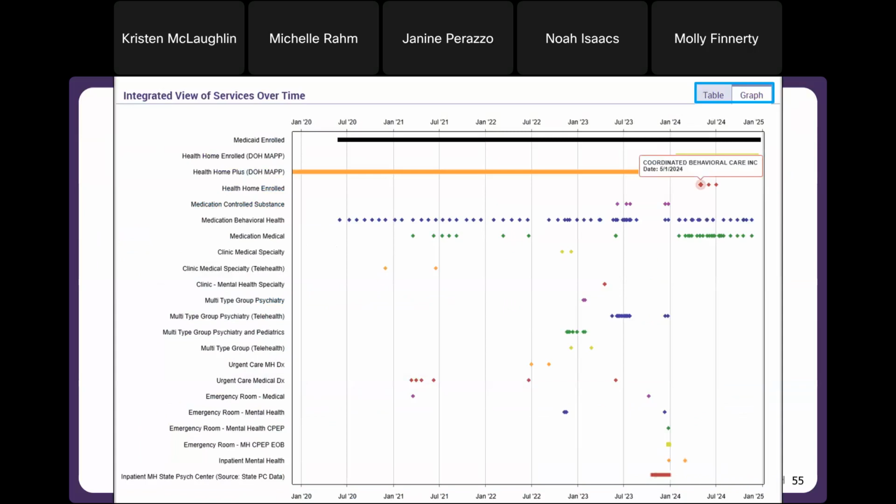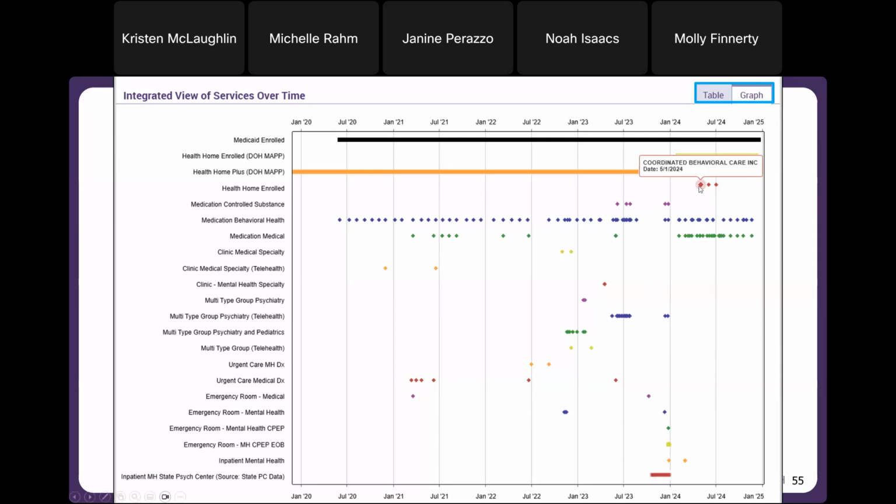We can also look at the integrated view of services over time. I think this is such a great tool because it allows you to see this information in a visual way, so it helps you spot patterns or issues in certain aspects. An example here is there's a break in medications, a break in some of the outpatient services, and I can see a lot of the ED and inpatient use picked up during that time. So maybe when people aren't on their medications, or aren't seeing their outpatient services, that's when their hospital utilization picks up.